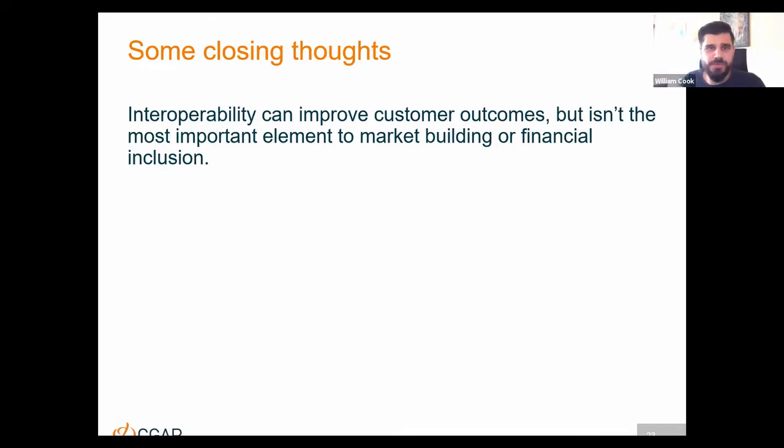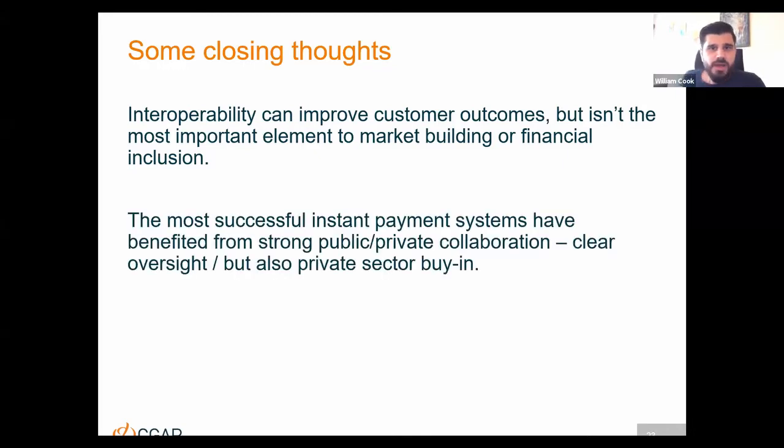It's more about those core building blocks of regulation, about private sector investment that need to do that heavy lifting of access to financial services. As we talked about in that middle section, the most successful instant payment systems have benefited from a strong public-private collaboration. Having clear oversight, a clear role for the regulator in keeping everyone moving in the same direction, but then also enough role for clear private sector buy-in. And so the industry is seeing a business case and invested in promoting the success of the scheme.